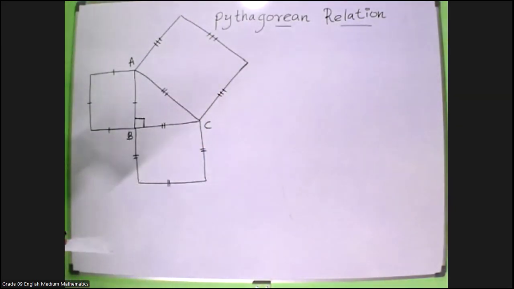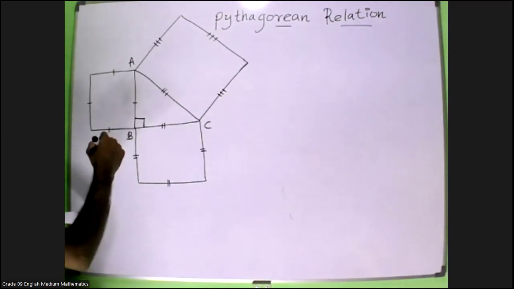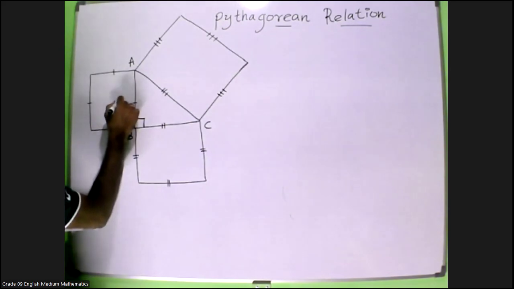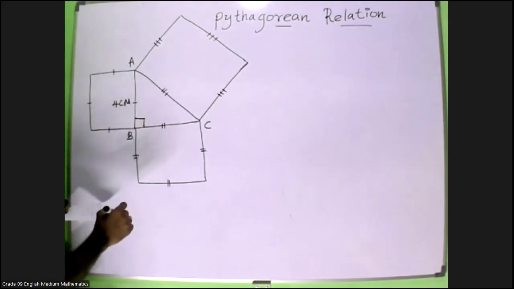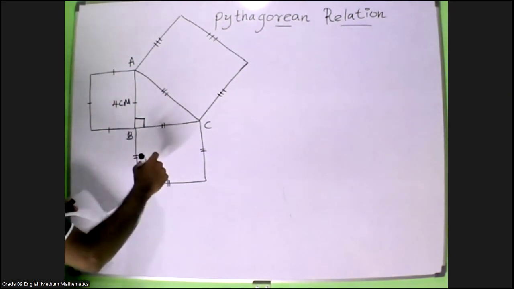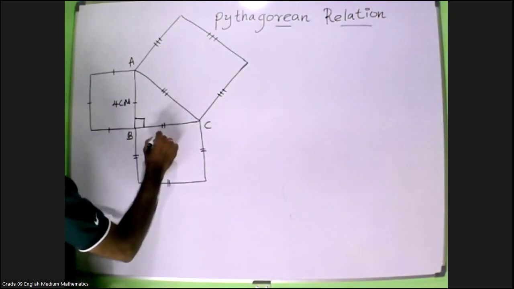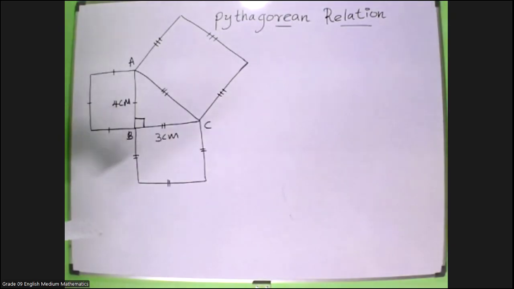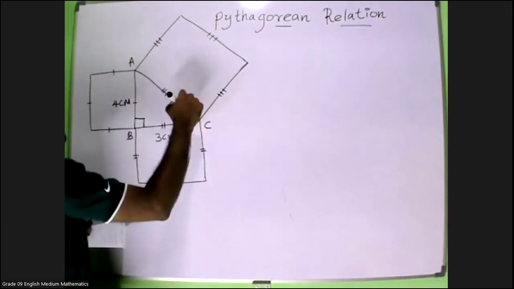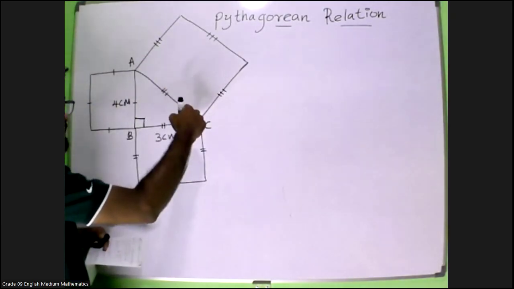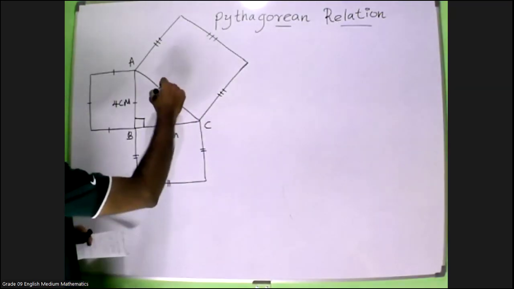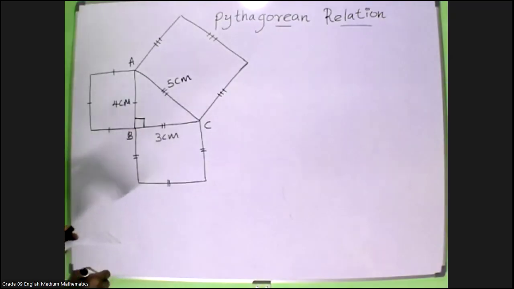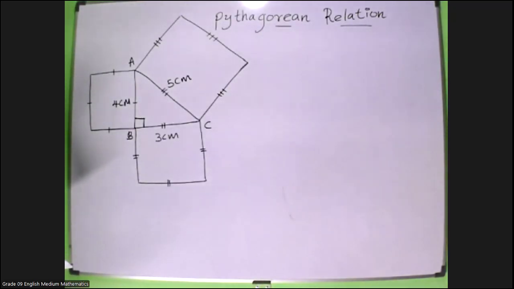Right. So I will say the length of this side AB is 4 cm, right? And BC is, I will say, 3 cm, 3 centimeters, right? And our AC side, that means our hypotenuse, I will say it is 5 cm, 5 centimeters, right?